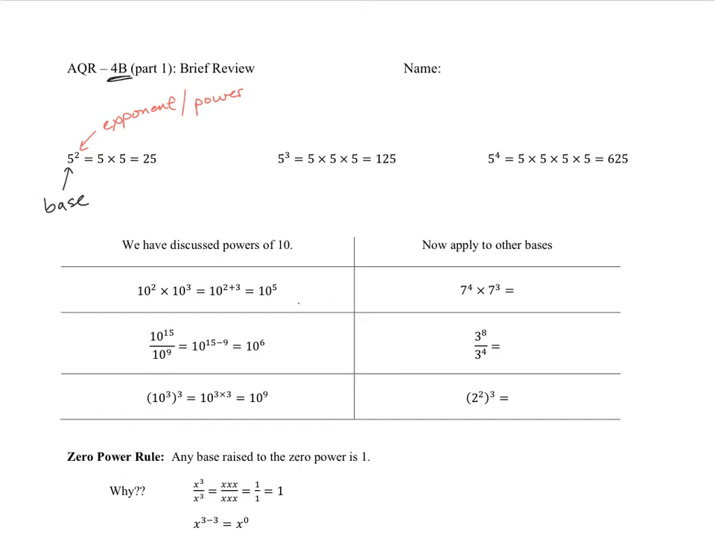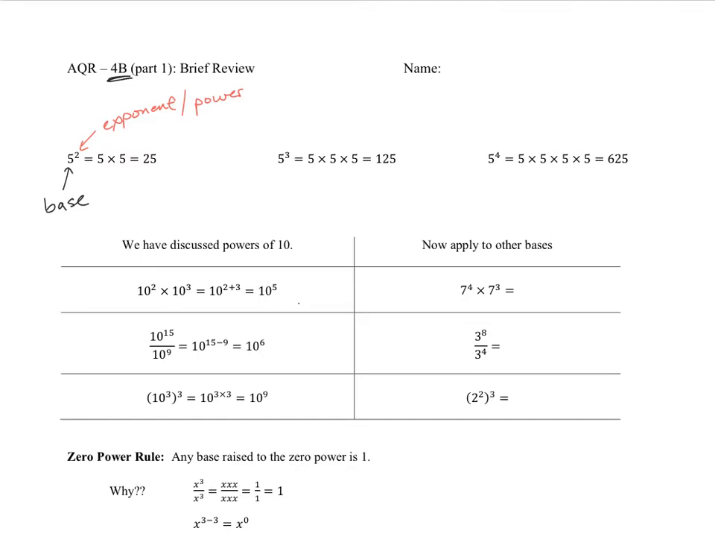In this course, at least, we've discussed how to multiply powers of 10. When you multiply powers of 10 and they have the same base, they're both 10, we can just add the exponents together. If you divide powers of 10, again with the same base, we can subtract the exponents, top minus bottom. If we raise a base with a power to another power, we can multiply those powers together. But everything works exactly the same, even if we have a base that is not 10, as you can see in these three examples on the other side.